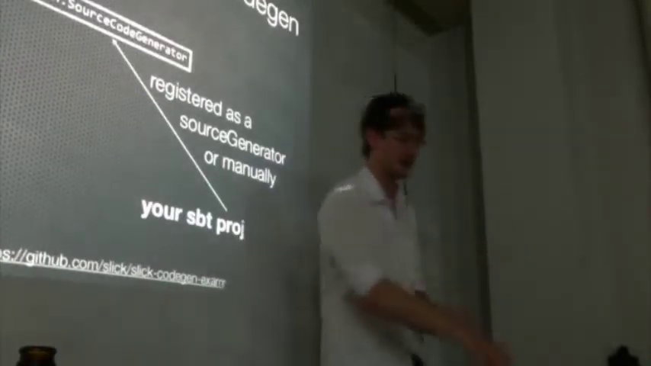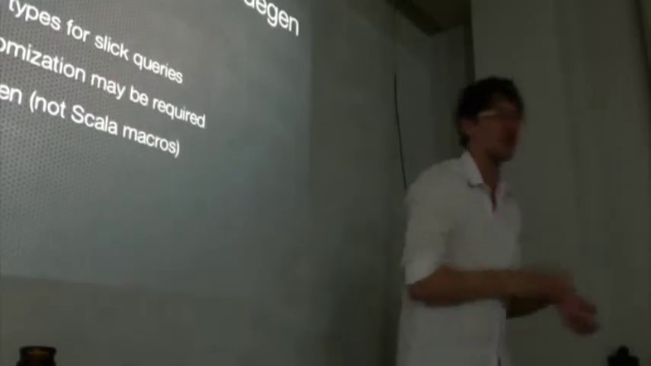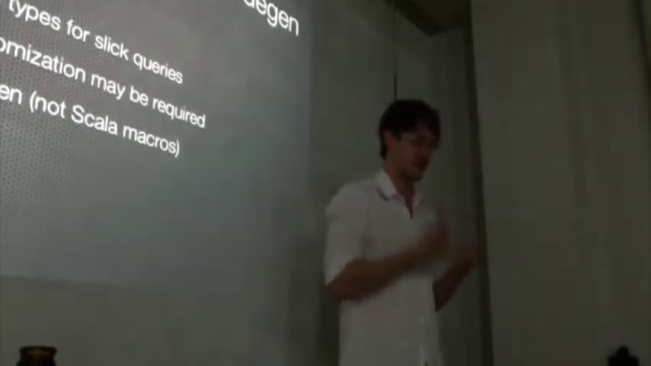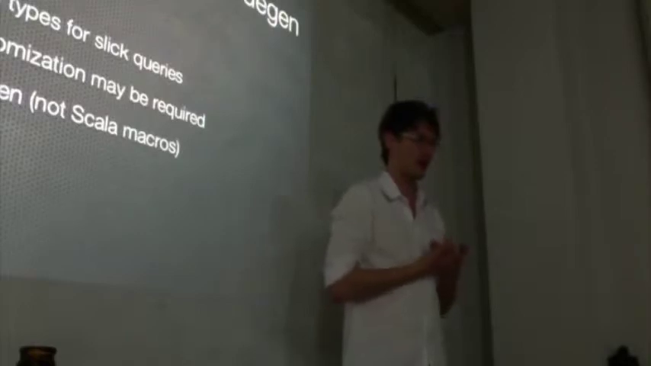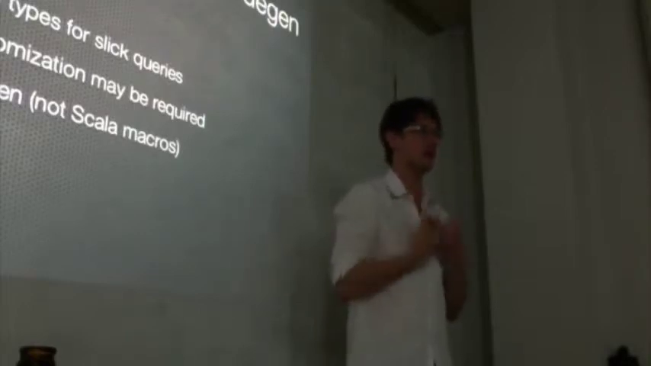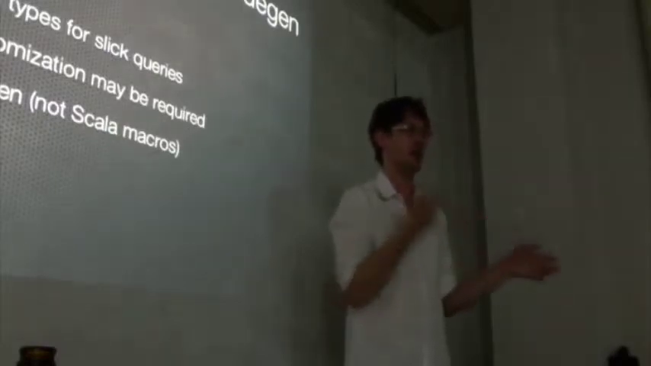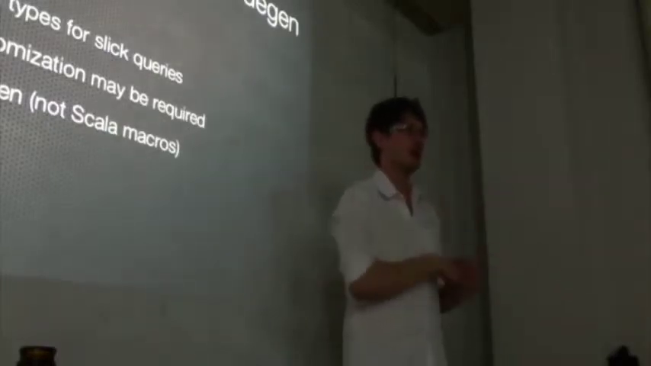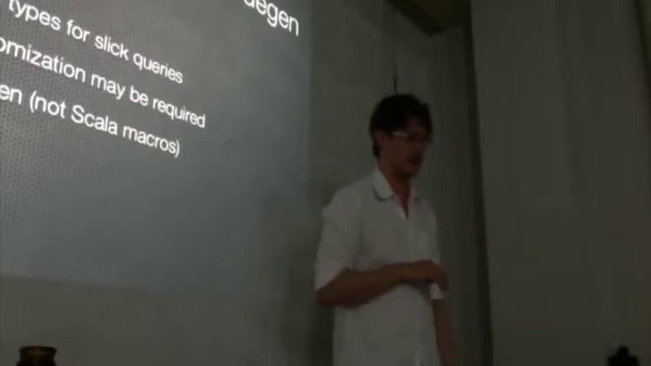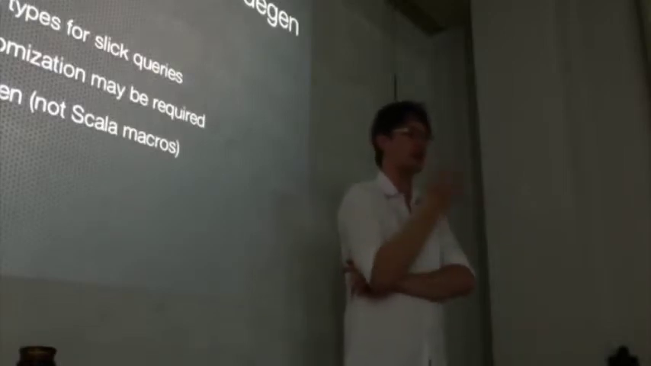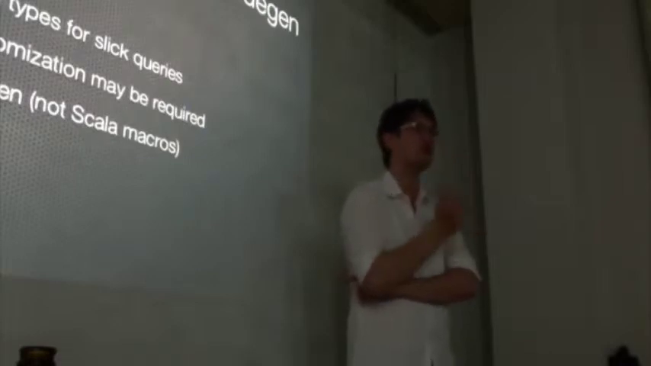What it does is it generates all the types needed for Slick to type check your queries and to work with the database. It is possible to do some minimal customizations, just for changing how names are mapped or what type some column gets or stuff like that. And it produces actual source code. It does not use macros. I'll get back to that later, why we chose that.